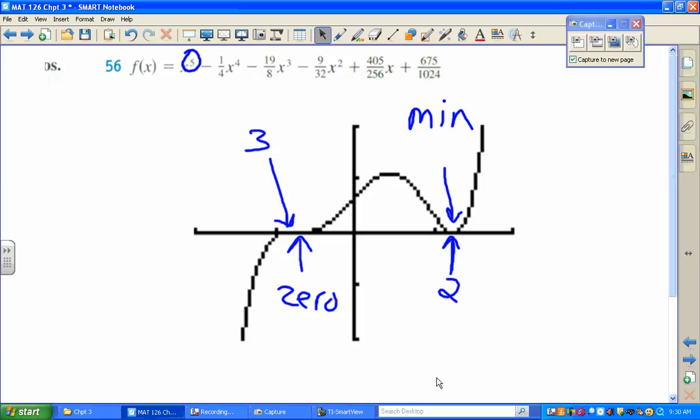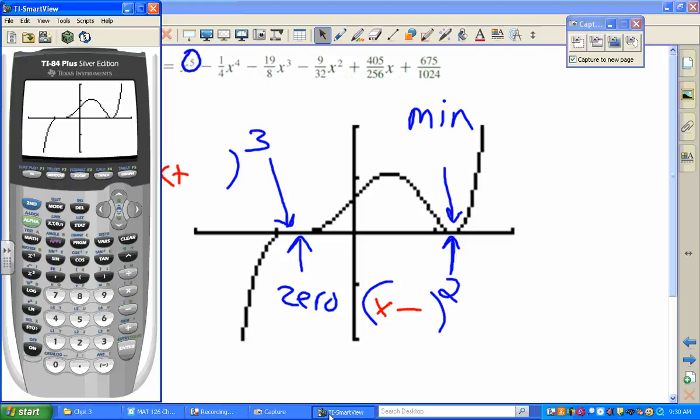I'm saying this has multiplicity of 3, and this has multiplicity of 2. So if I can find those numbers, I'm pretty close. So this is going to be an x plus factor, and this is going to be an x minus factor. So that's going to be a negative number. And here's how you do it. Ready? Second, calculate zero.